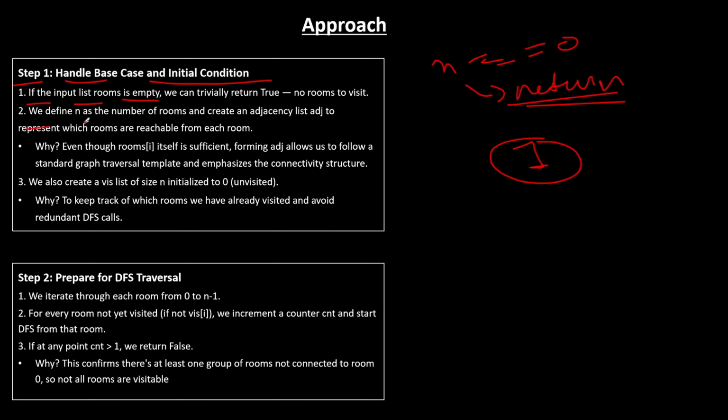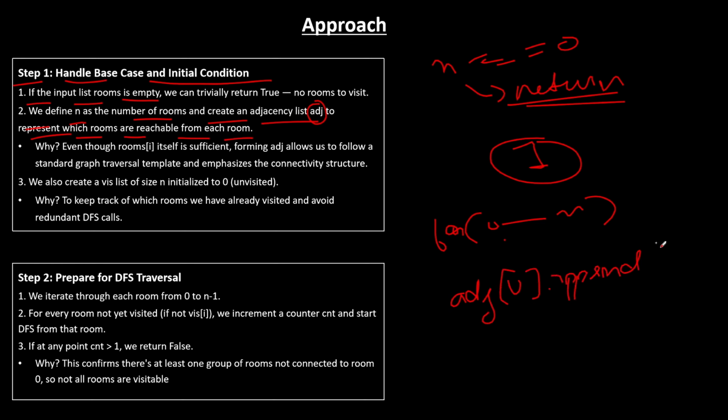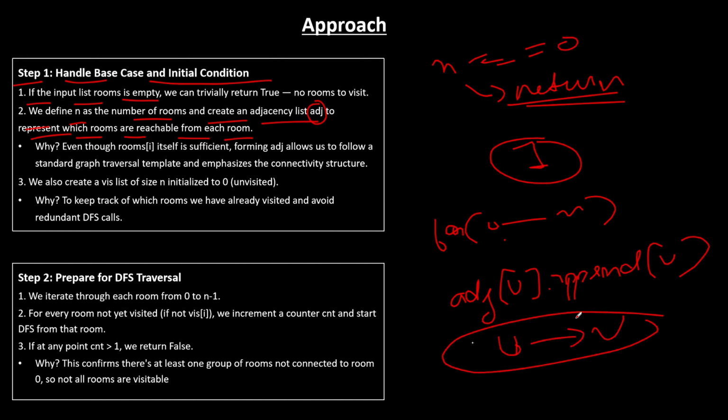We define n as the number of rooms and create an adjacency list, named adj, to represent which rooms are reachable from each room. So basically, we traverse the given array from 0 to the end. Then we pick up each node, and we do adjacency of u dot append v, which means u will go to v. Correct? We create this graph similarly, from u to v, u to v.